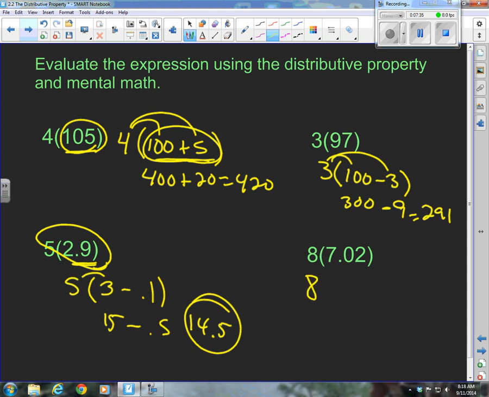Let's look at 7.02 times 8. Again, split 7.02 up. Let's make that 7 plus 0.02. Well, that's nice to do. I know that 8 times 7 is 56. I know that 8 times 0.02, well, that is 0.16, right?